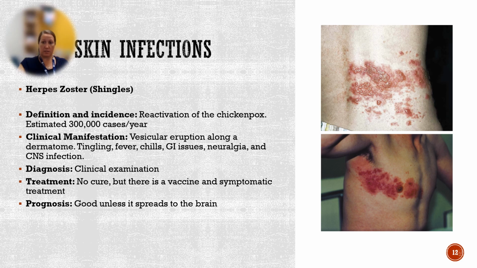A live varicella virus vaccine is available for use in persons 12 months of age or older who have not had varicella. Overall, the prognosis is good unless the infection spreads to the brain, which is very rare.